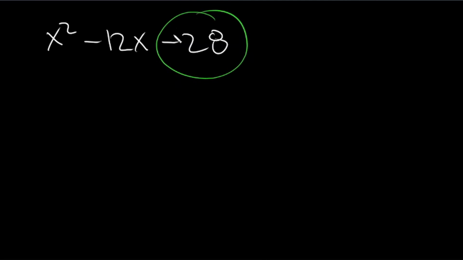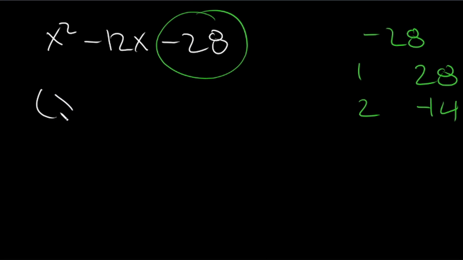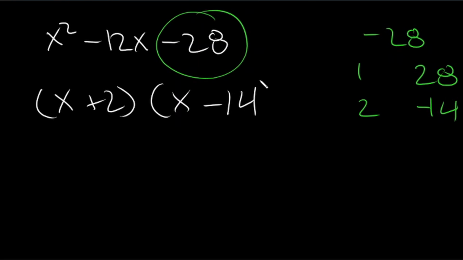Our final example, we're going to have x squared minus 12x minus 28. So we need to factor 28, or negative 28. So negative 28 is 1 and 28, 2 and 14. 2 minus 14 would equal negative 12. So those are our u and v values. So we have x plus 2 times x minus 14.